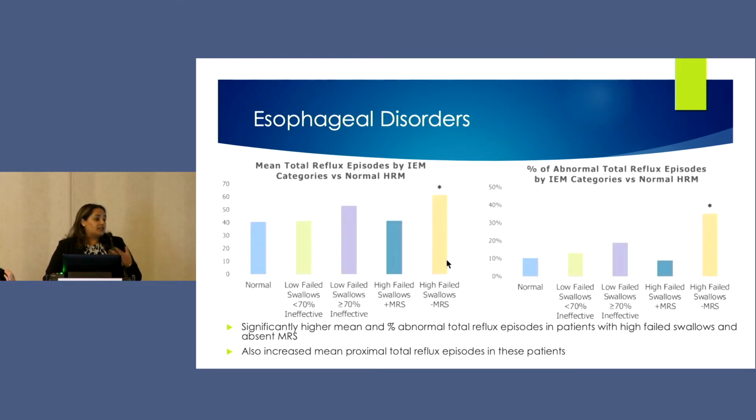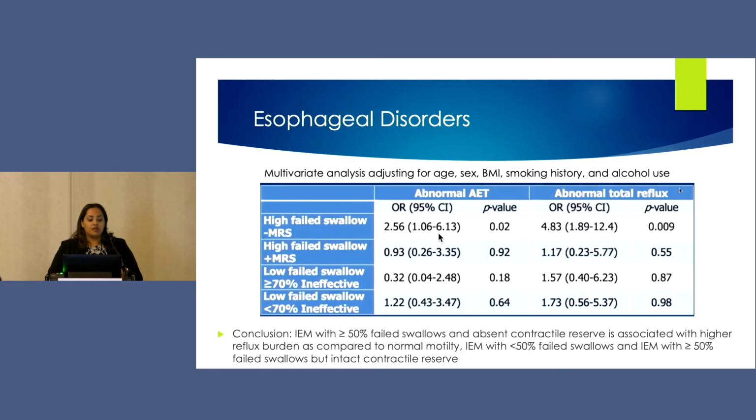They further looked at the total number of reflux episodes for these patients and actually found again that those who had high failed swallows, so there were more than 50% failed swallows, and a lack of contractile reserve, had increased number of total reflux episodes, percent of reflux episodes, and proximal reflux episodes. They did a multivariate analysis controlling for several factors, and they did find again that there was an increased odds ratio if you had a high failed swallow and a lack of contractile reserve.